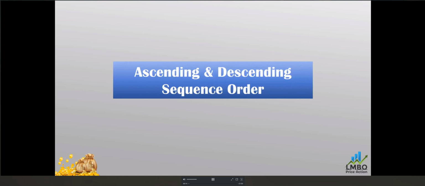Okay, so today our lesson is about chart making, how chart making works in the market, and how we can understand all those points. Let's first understand the ascending and descending sequence order. This order is very important to understand, because of this order we will understand the momentum in the market. So, what we will understand from the ascending and descending sequence order, I'm writing here.